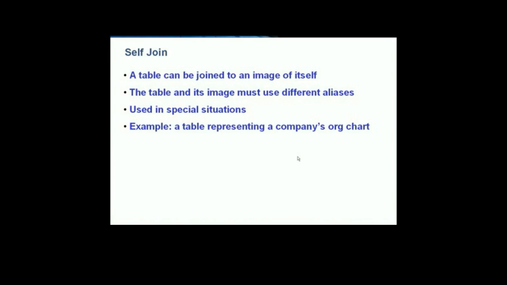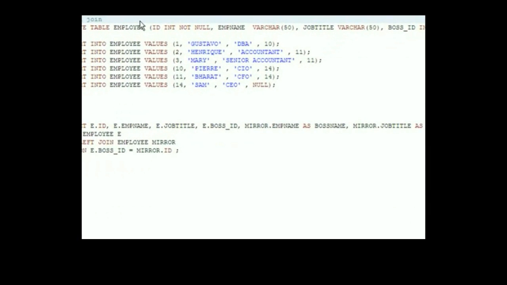This table can have columns such as the employee ID, employee name, job, and the employee's boss ID. In case you want to find the name of somebody's boss, you need to use a self-join. Employee's name comes from the original table, and the boss name comes from the image table. I hope this idea gets clearer with this example.